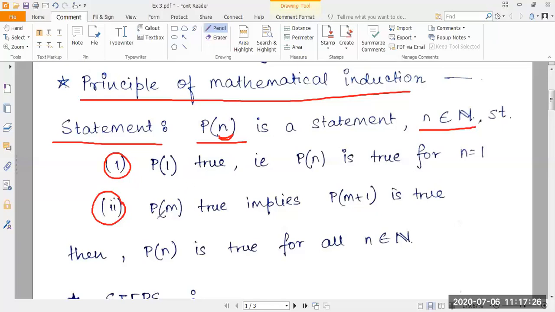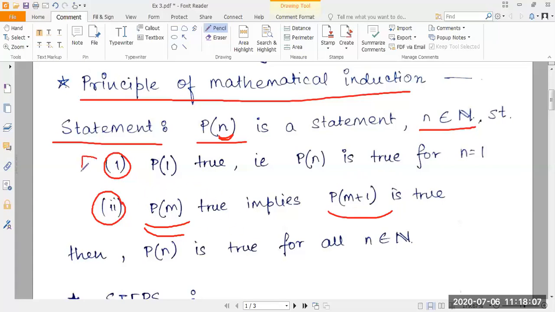Now the second condition is: Pm true implies Pm plus 1 is true. In the second step, we assume that Pm is true. That is, for the particular value of n equal to m, the statement holds. And we test whether under that assumption, Pm plus 1 holds as well. So if we assume that Pn for n equal to 3 holds, do we automatically get that it holds for n equal to 4? Or if we have Pn for n equal to m to be true, does it automatically tell us that Pm plus 1 is also true based on this assumption?